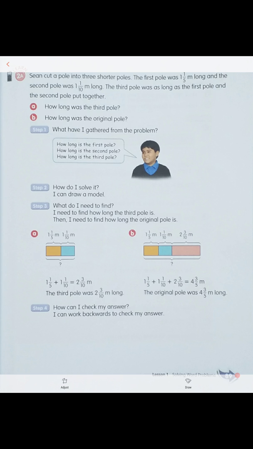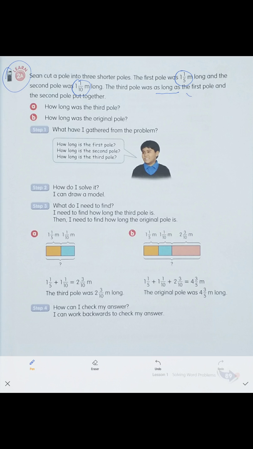Next problem. Here we learn, right? Learning part. So Sean cut a pole into 3 shorter poles. The first pole was 1.5 meter long, and the second pole was 1 1/10 meter long. The third pole was as long as the first pole and the second pole together, right? First question, how long was the third pole, right? Second question, how long was the original pole?